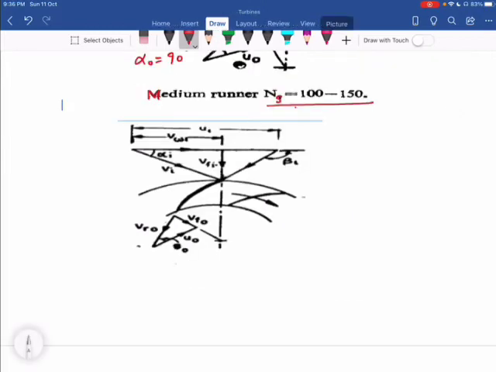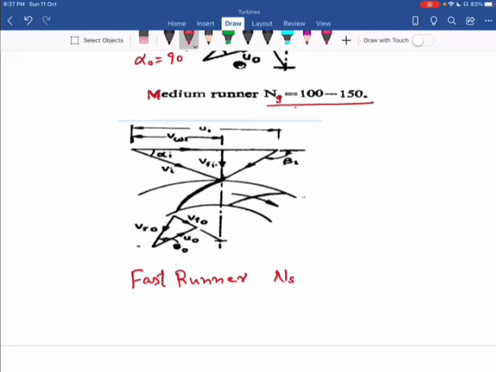Then the third one is for a fast runner. The range of specific speed is 150 to 250. Here you can see angle beta I is greater than 90 degrees at the inlet, and at the outlet angle alpha O equal to 90 degrees, and further VO, that is also equal to VFO, is directed towards the center.